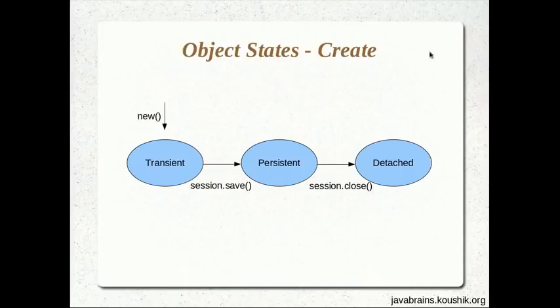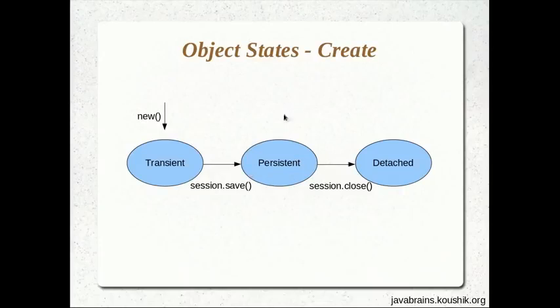Now, let's start with the create. We did a new object. We had a user details object, so we needed a new user details object. And the moment we did new, the object that was created was in a transient state. We had not asked Hibernate to save it. Now, when we do a session.save, the same object becomes a persistent object.